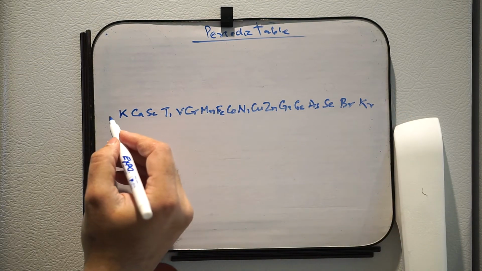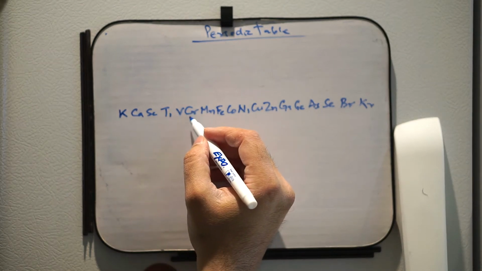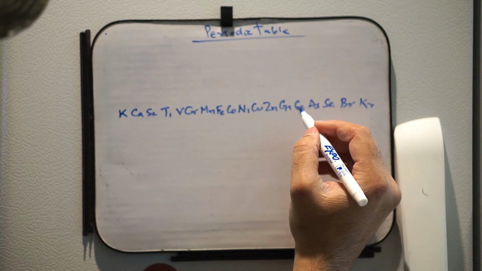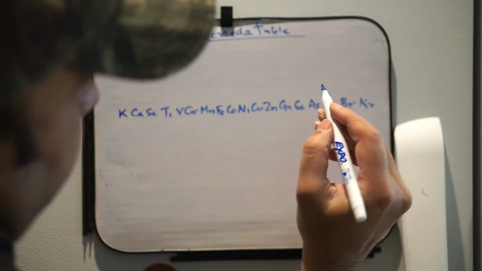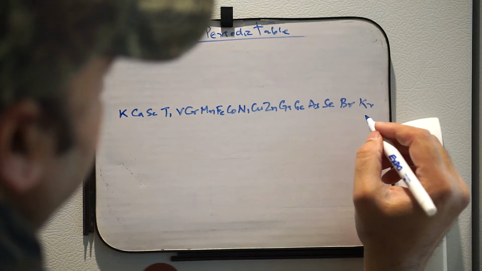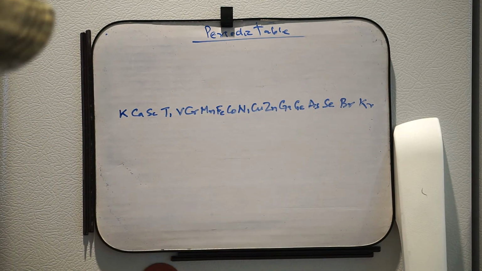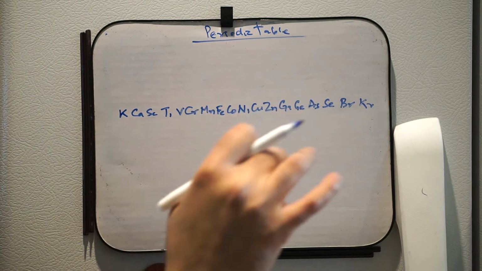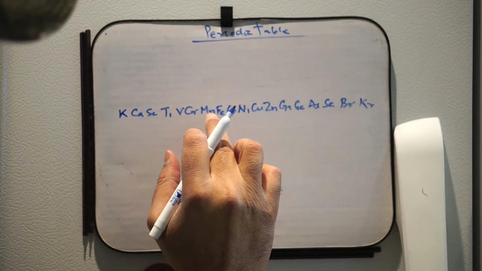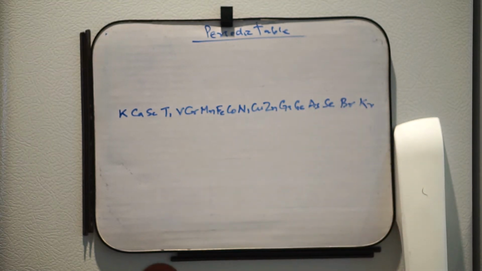Potassium, calcium, scandium, titanium, vanadium, chromium, manganese, iron, cobalt, nickel, copper, zinc, gallium, germanium, arsenic, bromine, and krypton. If you start with this, then you can work downwards. There should be about 18 of them: 1, 2, 3, 4, 5, 6, 7, 8, 9, 10, 11, 12, 17, 18.